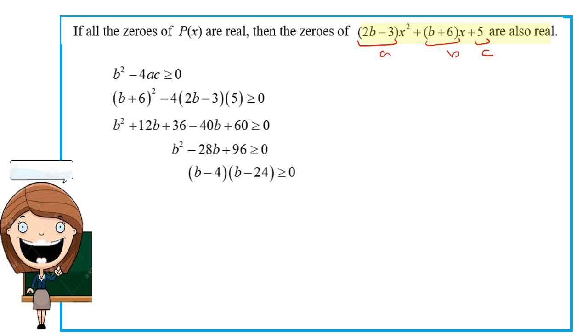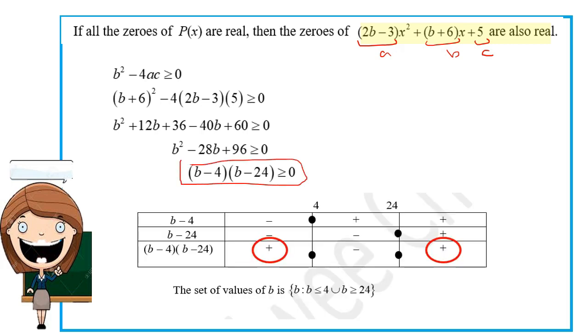We work until we get a quadratic inequality, and we solve it by using the sign table. We should choose the regions which are positive, so these are the two regions. Therefore, in order for the quadratic to have real roots, we choose the set of values of b such that b is less than or equal to 4 or b is greater than or equal to 24.